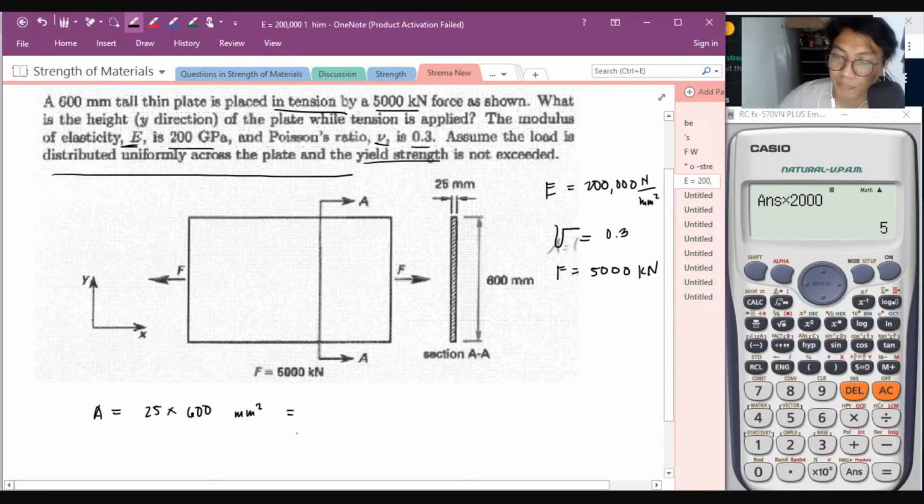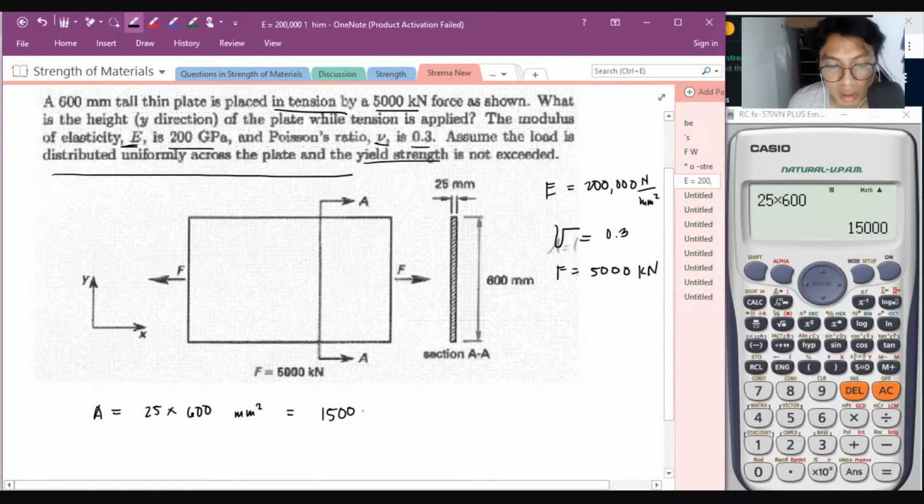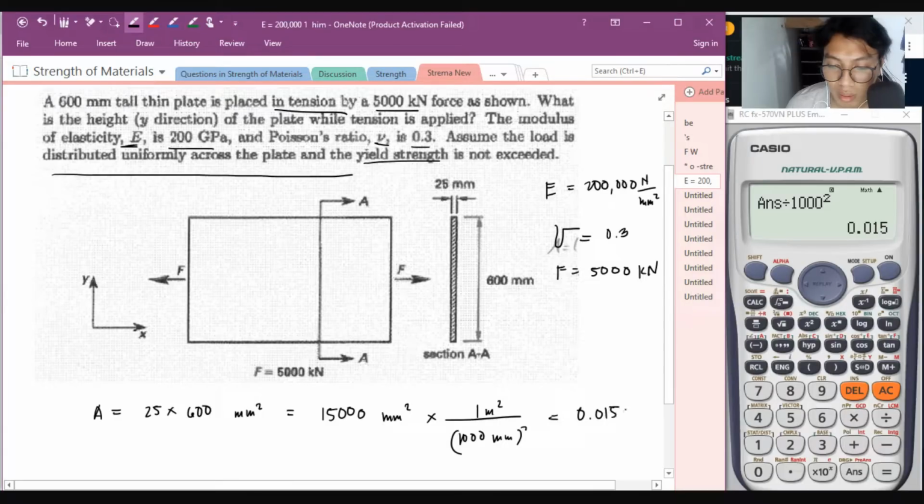Anong value niyan? So, 25 times 600. The answer is 15,000 millimeter squared. Multiply natin. 1,000 mm squared, 1 meter squared. Ano magiging value niya in meter squared? Divide by 1,000 squared. The answer is 0.015 meter squared. Ayan yung area of cross-section.